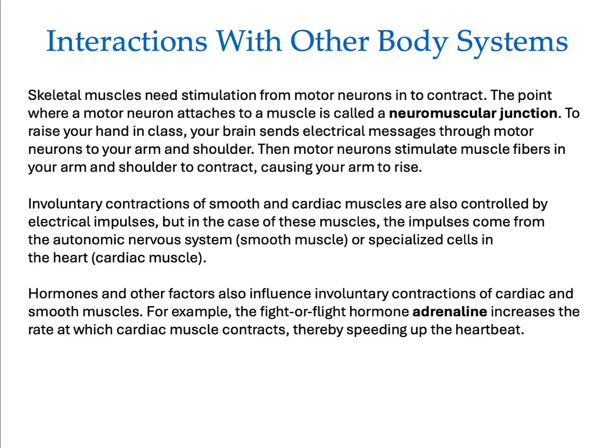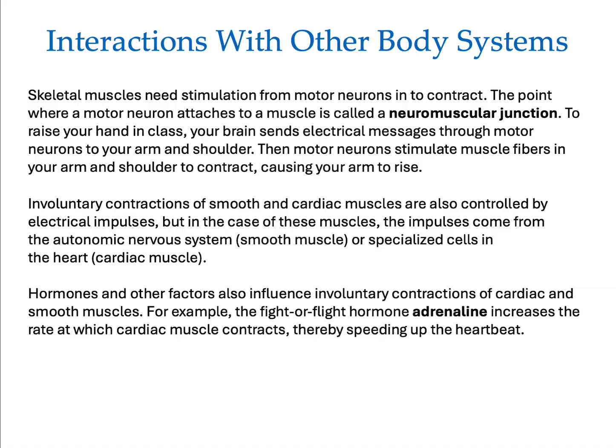Interactions with other body systems. Skeletal muscles need stimulation from motor neurons to contract. The point where a motor neuron attaches to a muscle is called a neuromuscular junction. To raise your hand in class, your brain sends electrical messages through motor neurons to your arm and shoulder. Then motor neurons stimulate muscle fibers in your arm and shoulder to contract, causing your arm to rise.